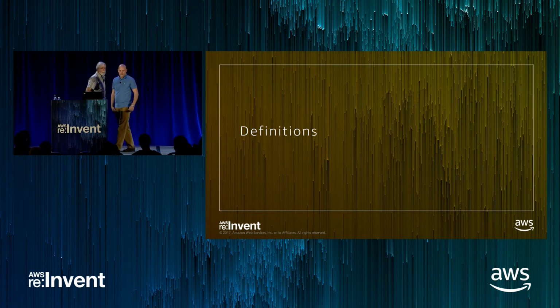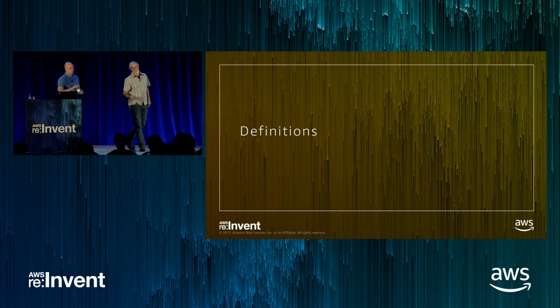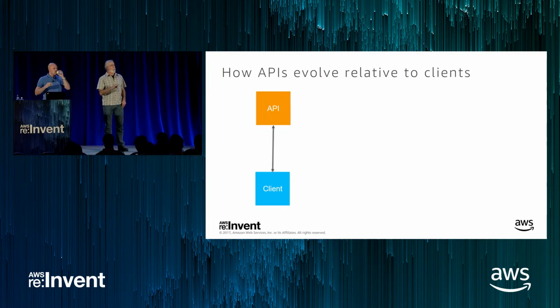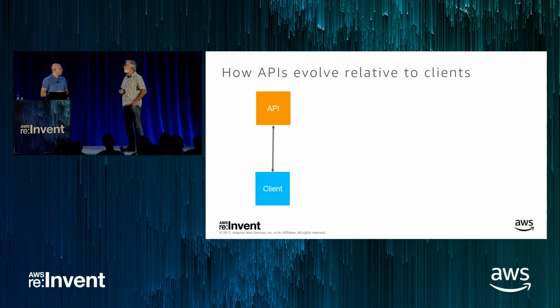You bet. Let's build up to defining that service. Before we do that, when we talk about evolving an API over time, obviously we need a starting point. And so this is our starting point. The orange box is our web service API.